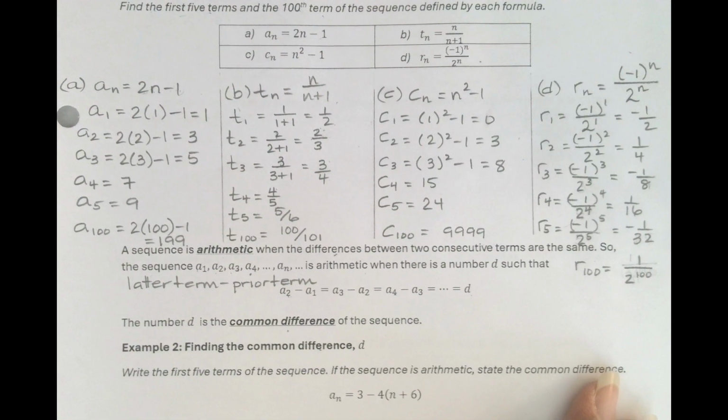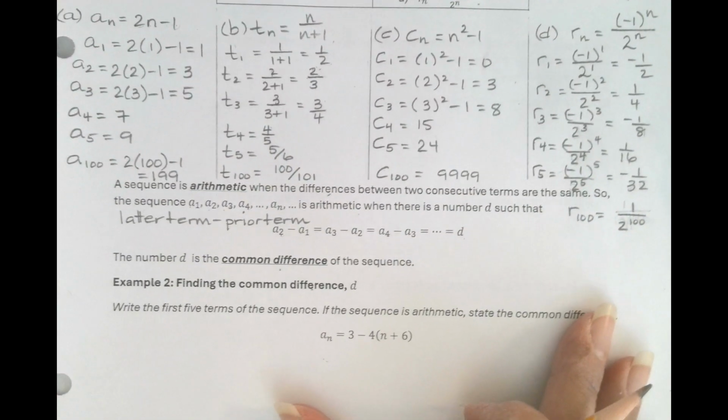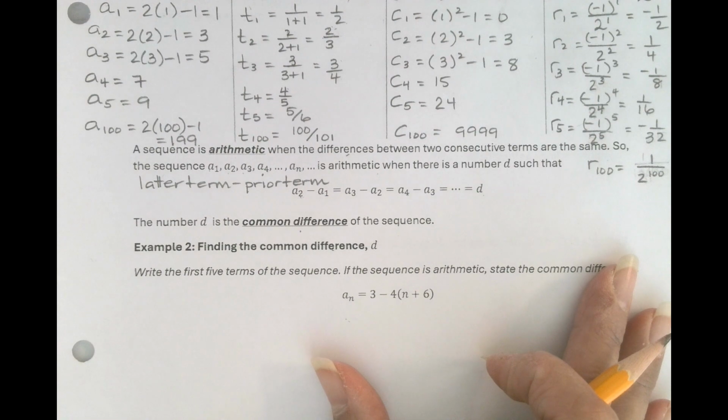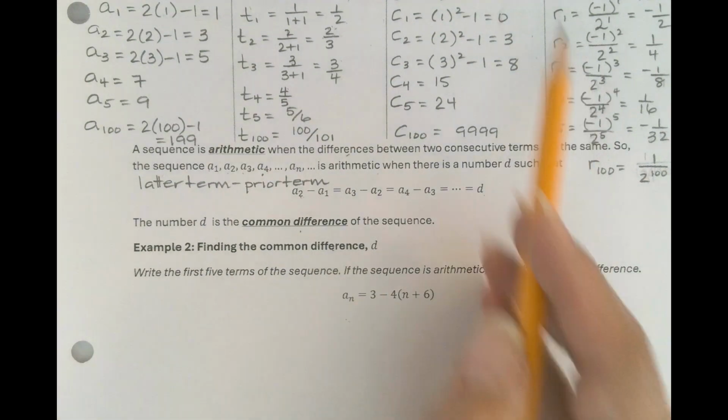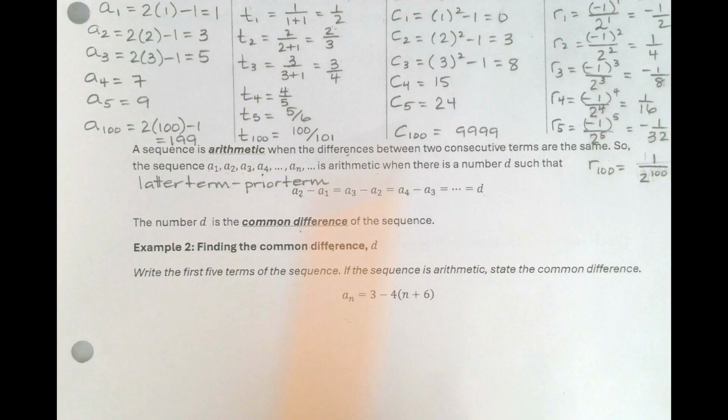So let's see what that means in the next example. They gave us an equation, a sub n equals 3 minus 4 times n plus 6. I want you to do just like we did in example number 1 and go ahead and find the first 5 terms. Pause the video and come back to me.